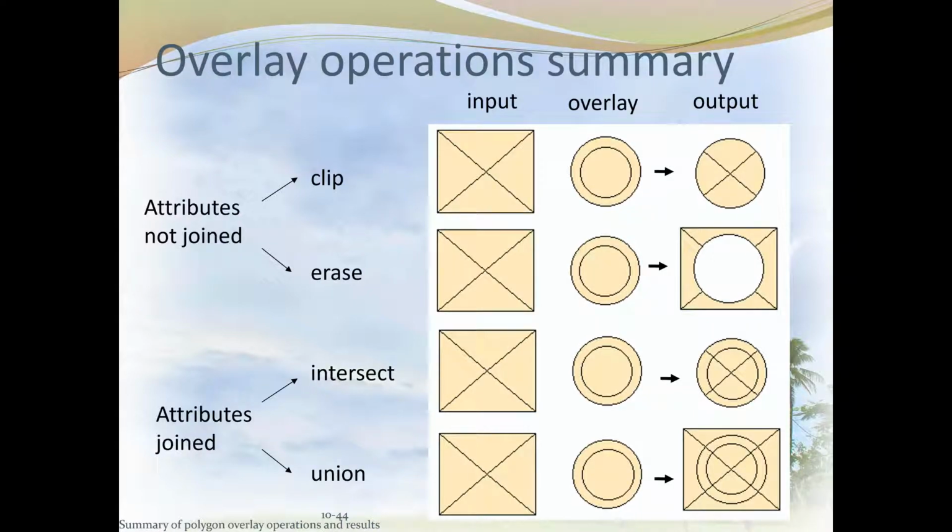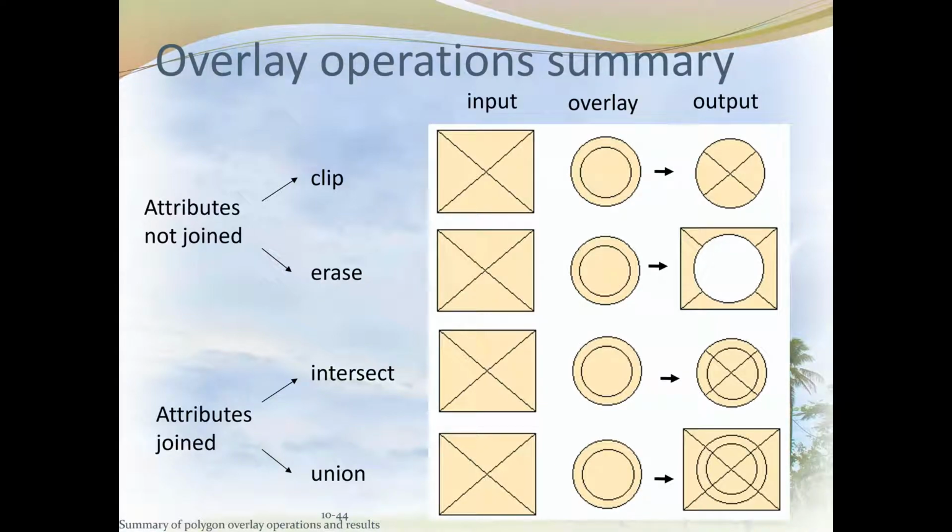An overlay operations summary here: the attribute join is not involved in clip and erase. So we put input, overlay, and output, and we can see that. But for clip and erase, your attributes are not changing, while the attributes for the intersect and union change, either adding more columns or rows. I would just say it like that.